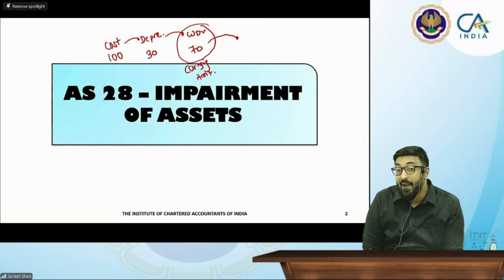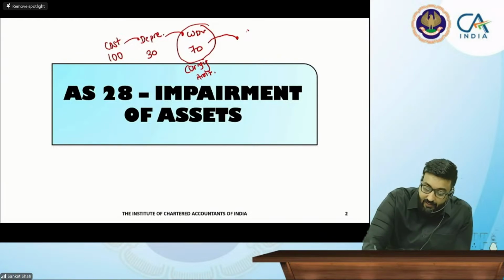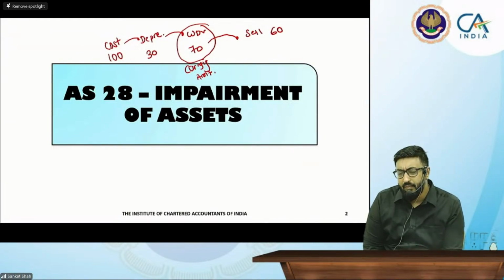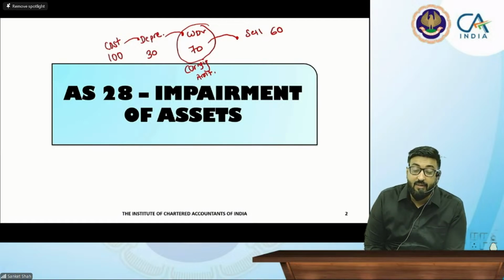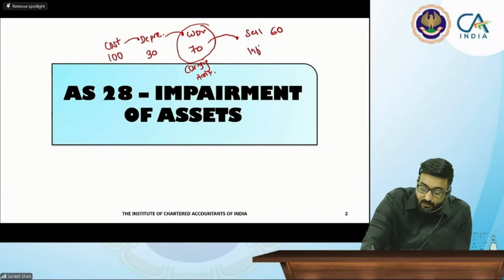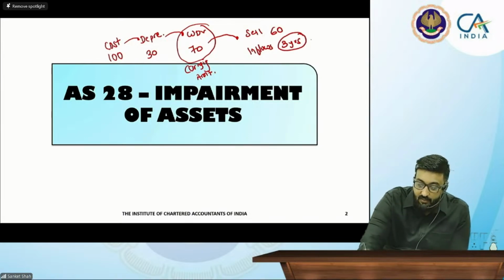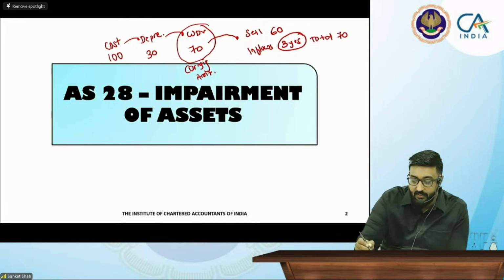And it might happen that if I'm going to sell it in the market, I will get 60 rupees. And if I'm using this asset to generate some inflows for the next 3 years, and if I calculate the total of the 3 years' inflows, it is 70 rupees.